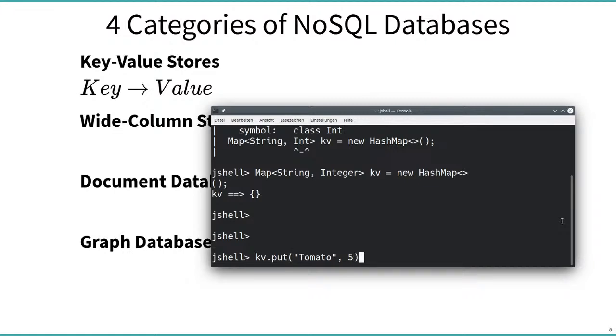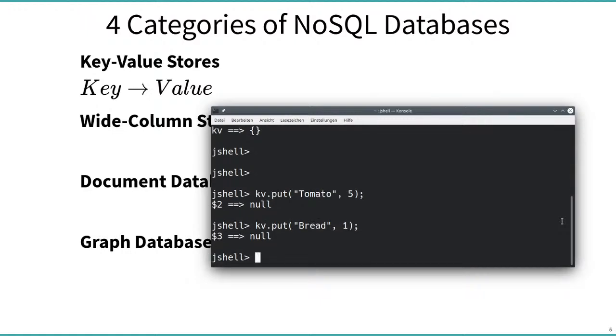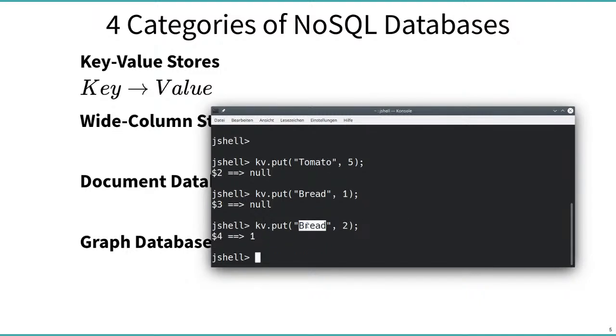5. Okay, and I want to buy bread, 1 bread. Oh no, I need 2 breads. So when you put something there that's already there, the key bread is already used, so I override it. And then the second thing I can do is ask for a value by specifying a key. Give me bread, and it gives me the number 2.